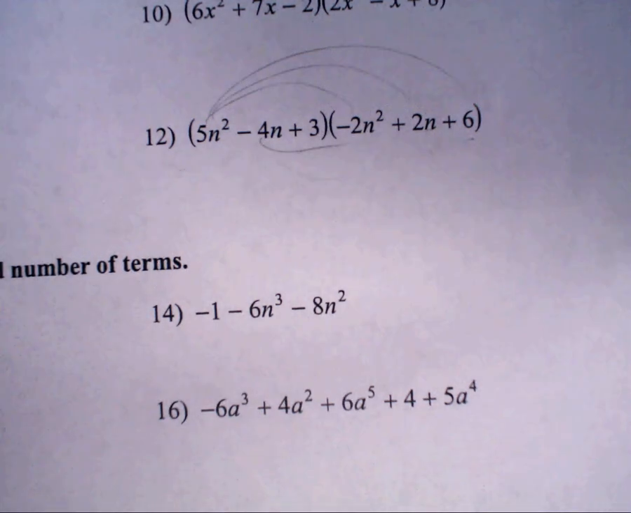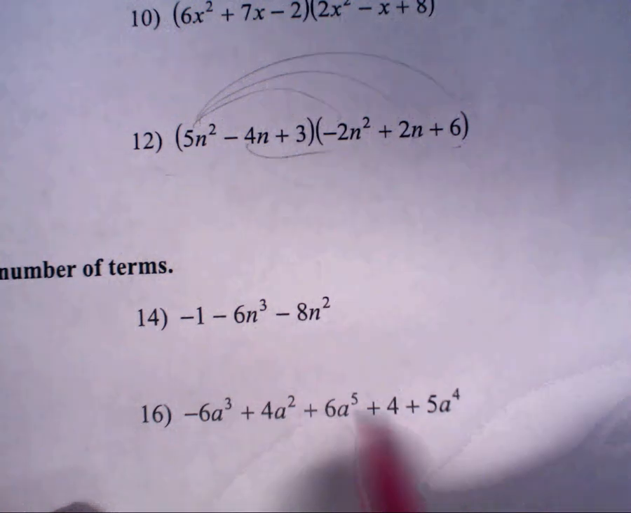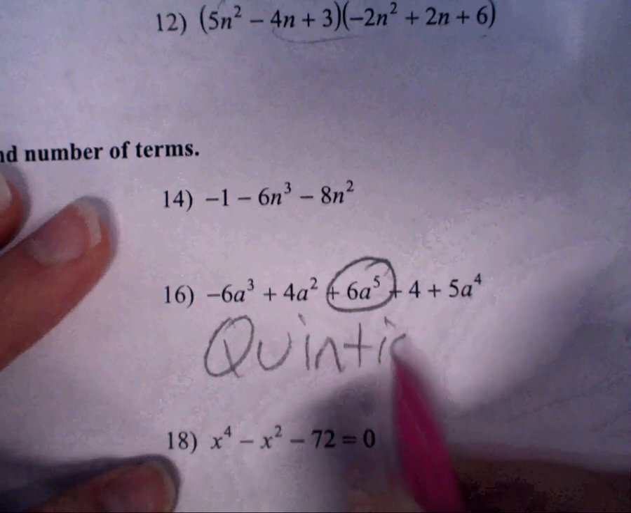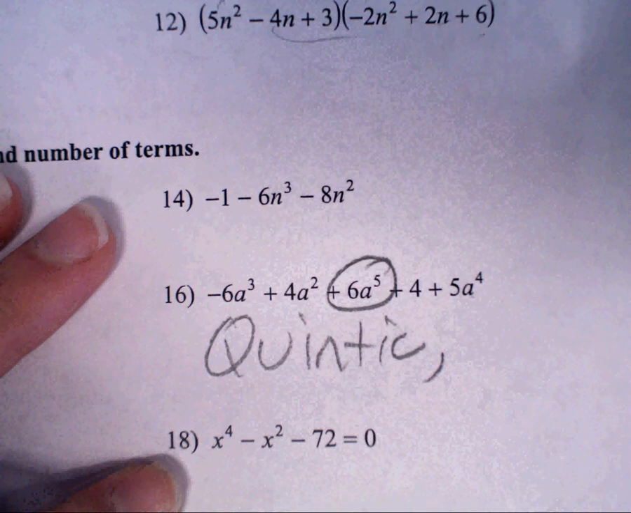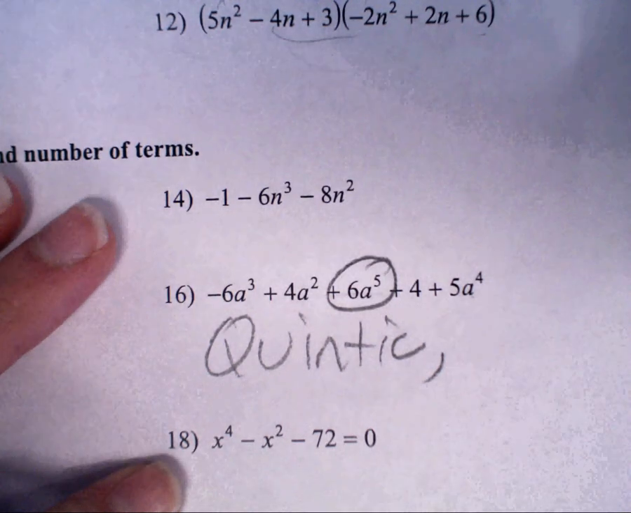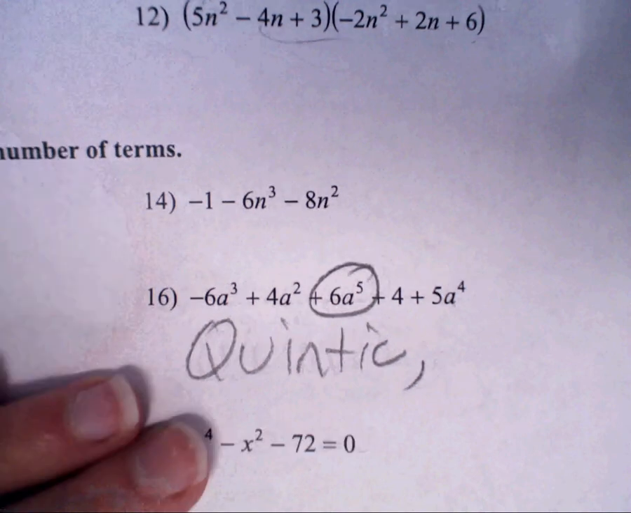16 we name by degree, and it's always named by the highest degree. So we look across, the highest degree being the 5th, so that's called a quintic. It starts with constant, linear, quadratic, cubic, quartic, quintic, and then after that it's like degree of whatever.